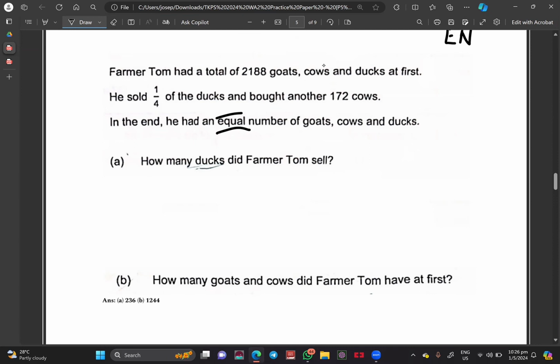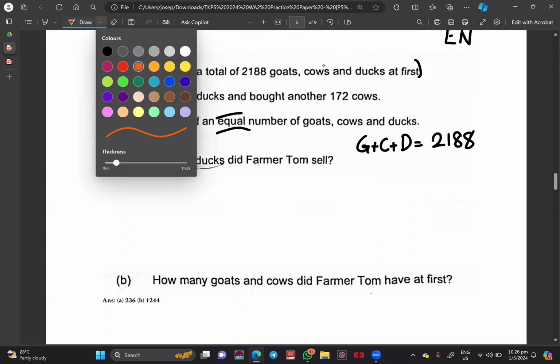So in equating numerators, of course, same thing. We are going to make the numerator the same. Goats plus cows plus ducks is actually equal to 188. So that's the first thing that I want to do. All right, I move on to the next part.